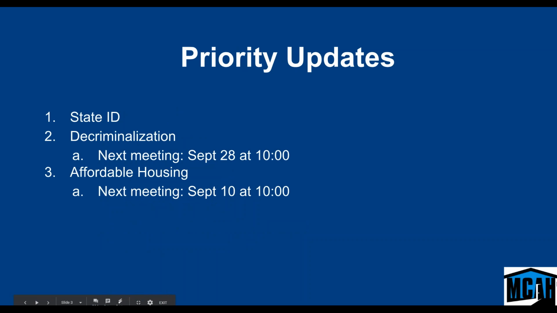So priority updates. For those of you who are new to LAC and the work that we're doing with the Michigan Coalition Against Homelessness, 2 years ago at the beginning of this state legislative session, we set our priority updates. We focused on access to state IDs, decriminalizing homelessness, and affordable housing. So each month we just like to give you a bit of an update about what we're doing, and with it being summer recess, there's not a lot to report, but we'll start with Jason and the state ID subgroup.